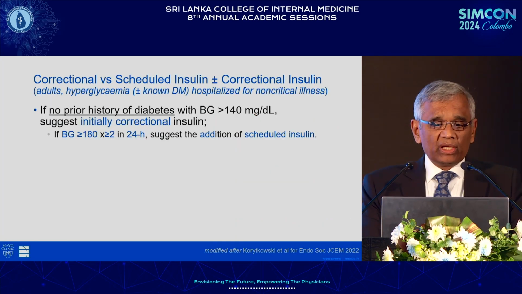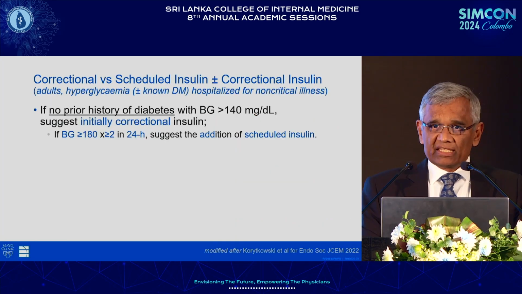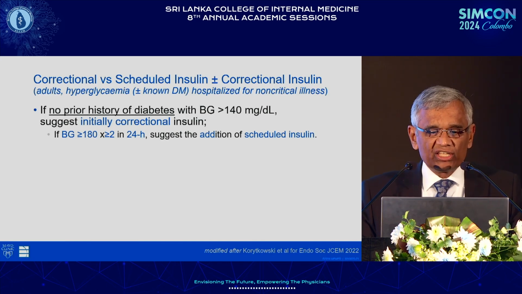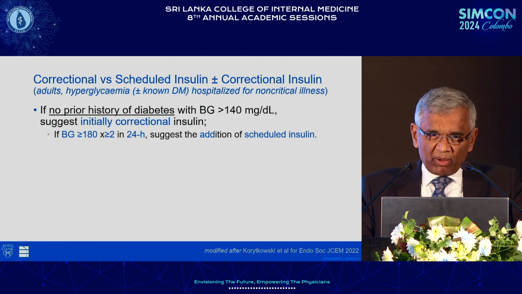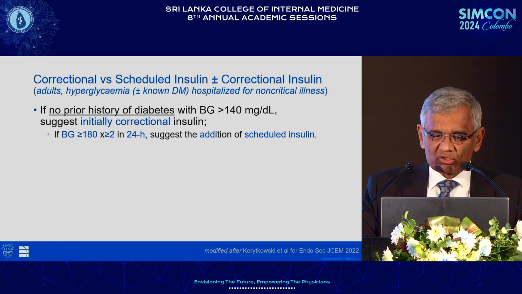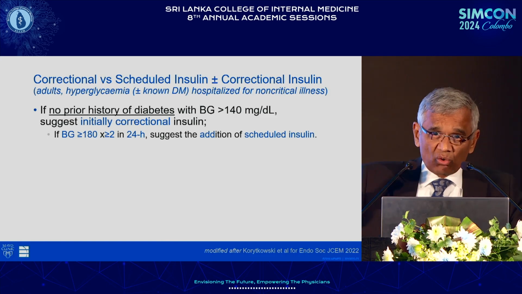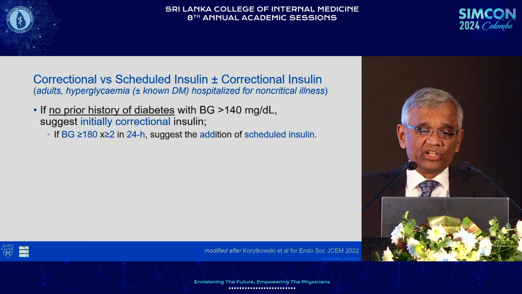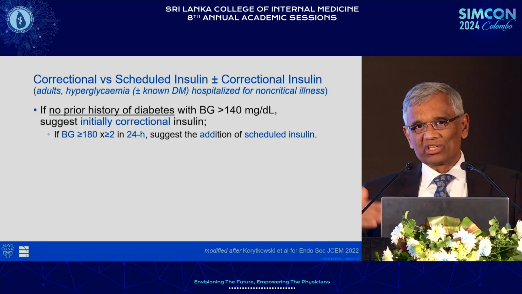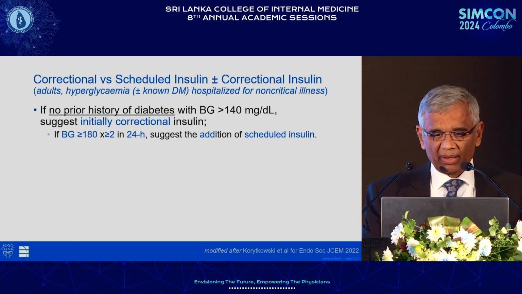So what do we do? If there is no prior history of diabetes and glucose is more than 140 milligram per deciliter, we initially start a correction dose of insulin. We give before meals: check before meal, give the dose based on the glucose before meal. If the glucose is higher than 180 milligram per deciliter on 2 separate occasions, then we schedule insulin doses and move to multiple daily insulin plan.